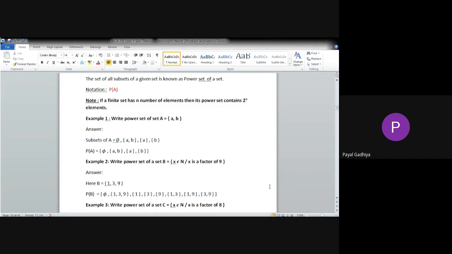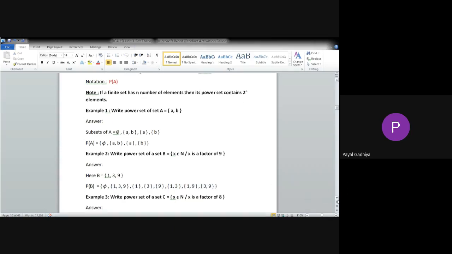Okay. Now the next example. Write the power set of C, where C is defined by x belongs to the natural number set, x is a factor of 8. What are the factors of 8? 1, 2, 4, 8. Yes, there are four elements in this set, which are 1, 2, 4, 8.